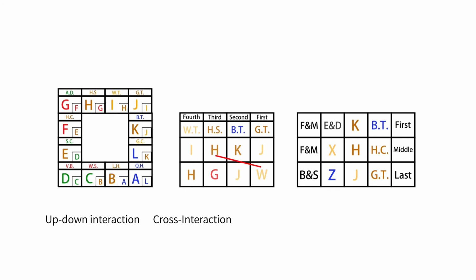Cross-interaction. The symbol below the first lesson interacts with the symbol above the third lesson, and the symbol below the third lesson interacts with the symbol above the first lesson. Lateral interaction. The symbol above the first lesson interacts with the symbol above the third lesson, and the symbol below the first lesson interacts with the symbol below the third lesson. Remote interaction. The symbol below the first lesson interacts with the symbol above the 4th lesson, and the symbol below the third lesson interacts with the symbol above the second lesson.